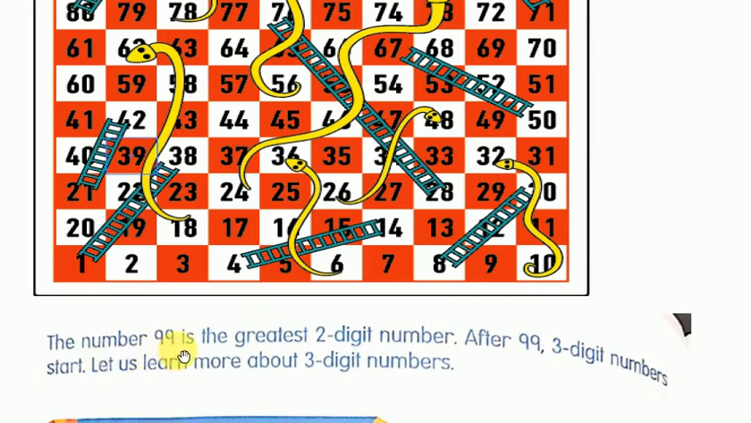The number 99 is the greatest 2-digit number. After 99, 3-digit numbers start. So, let us learn more about 3-digit numbers in this lesson.